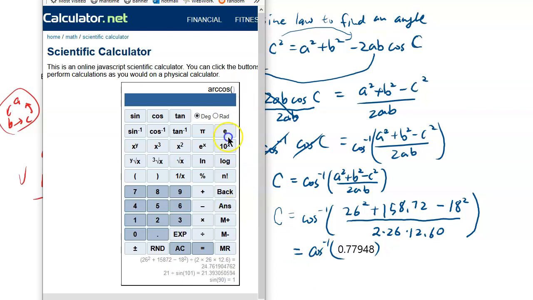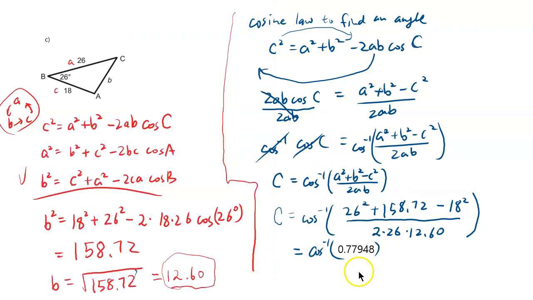No, I can't do that. Right, so 0.77948. And the answer is 38.79 degrees. Okay, so that's 38.79 degrees. That was hard.